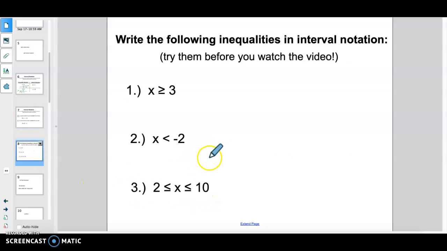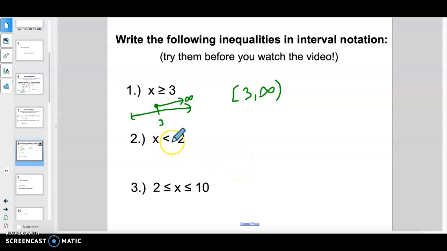So to write the following inequalities in interval notation, sometimes it helps me to actually draw them out for myself. So if I'm seeing x is greater than or equal to 3, I've got 3, I've got a solid dot, and then it's greater than 3. So I know I've started at 3 on the left, and I'm going forever to infinity. So to write that in interval notation, I'm including the 3, and then I'm going forever to infinity. And you can't include infinity, so you've got a parenthesis.